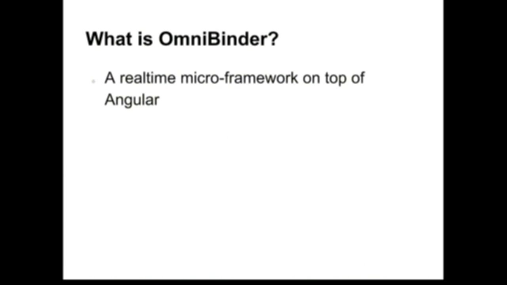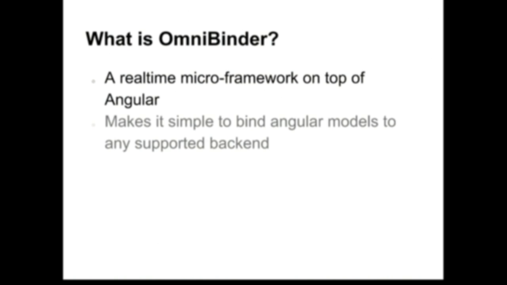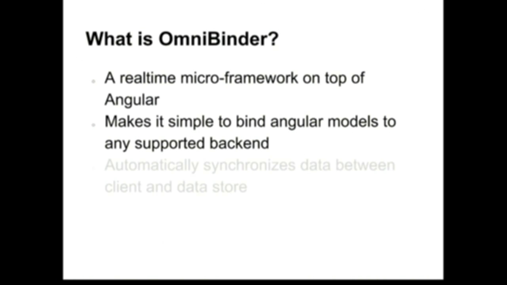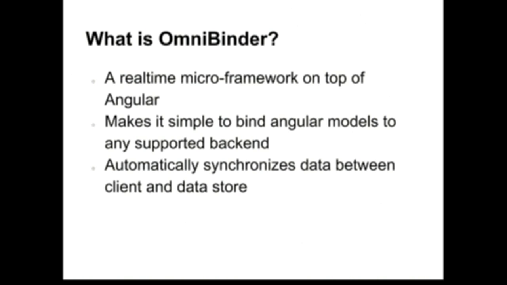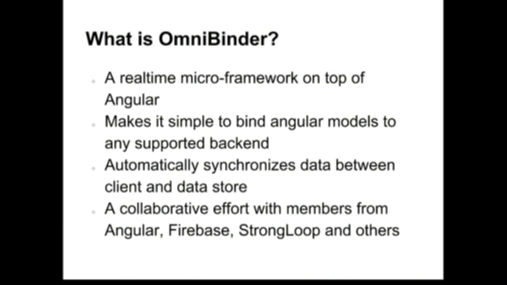So what is OmniBinder? It's a real-time micro framework on top of Angular. It makes it simple to bind Angular models to any supported backend, and it automatically synchronizes data between client and data store. Typically the data store will be some external data service, but it does not preclude local storage or other types of client-based storage. And it's a collaborative effort with members from Angular, Firebase, StrongLoop, and some other teams.